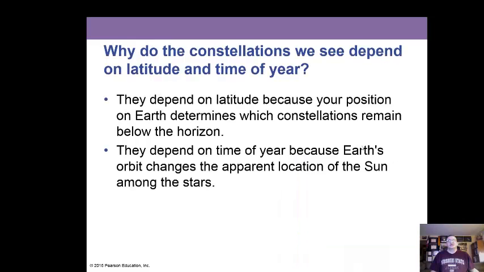So why do the constellations we see depend on the latitude and time of the year? They depend on the latitude because your position on Earth determines which constellations remain below the horizon. They also depend on the time of year because Earth's orbit changes the apparent location of the Sun among the stars. So during the spring you see some constellations, during the winter you see other constellations.